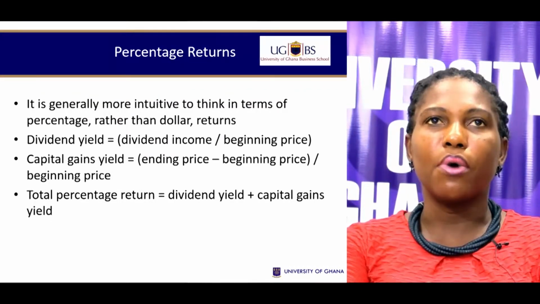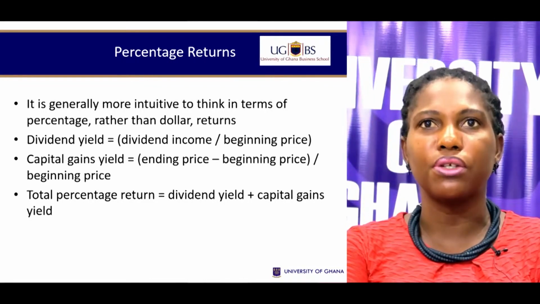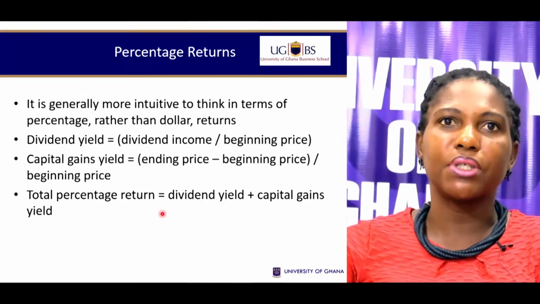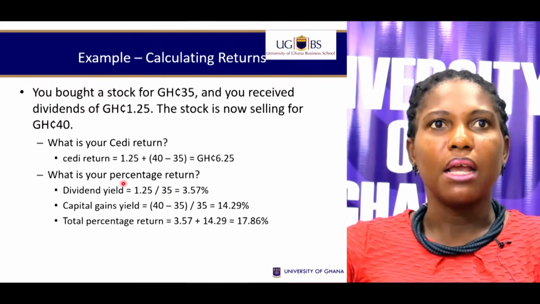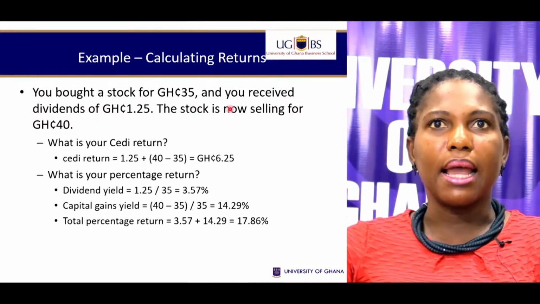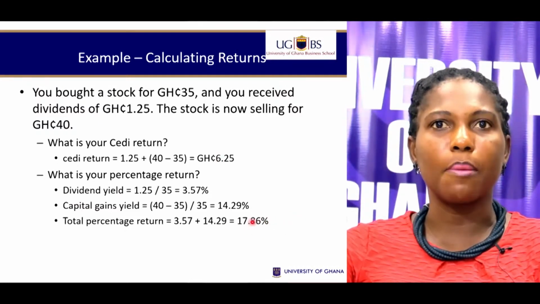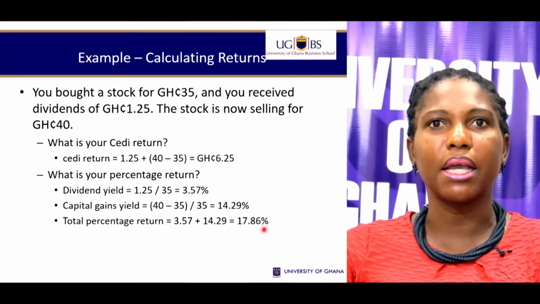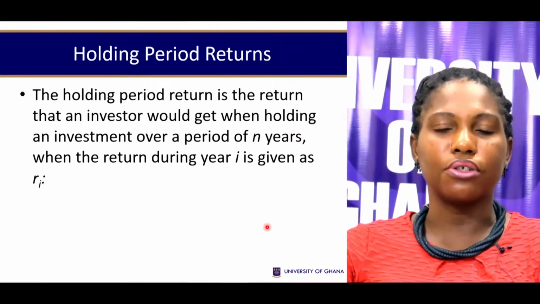It is normally more intuitive to think of your returns in terms of percentages and not necessarily in terms of monetary terms. And so when we look at it, our total percentage return can be captured as our dividend yield plus our capital gains yield. So then, let's look at another example where we have our dollar return being that, and then our percentage return being that. So these are just examples to help clarify the situation. In some cases, you can make gains. In some cases, you can make losses, and these will be incorporated accordingly in coming out with your returns.